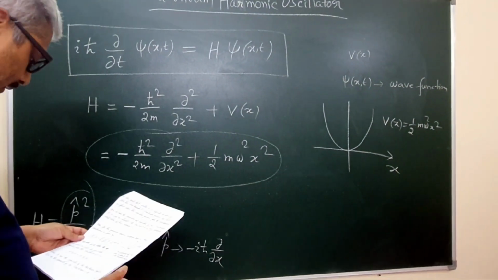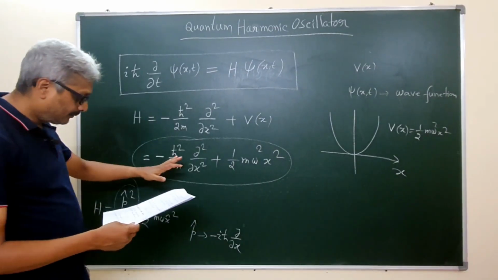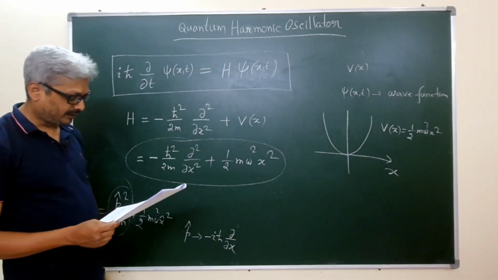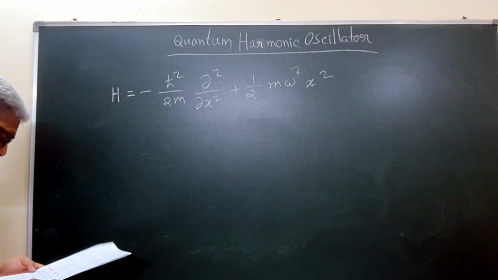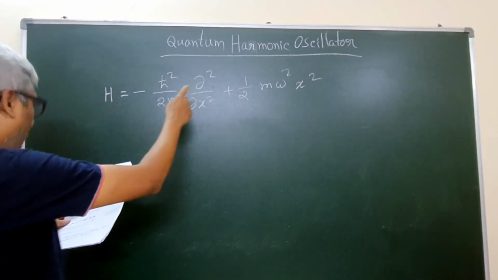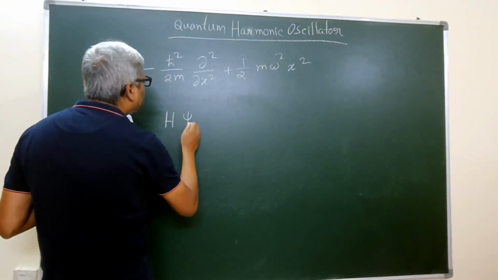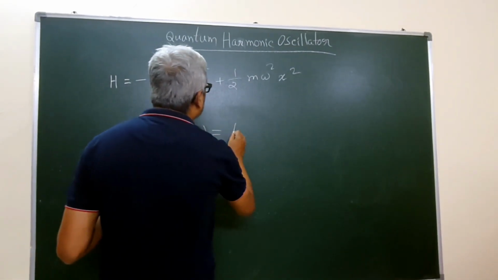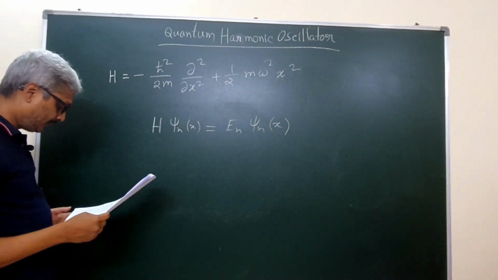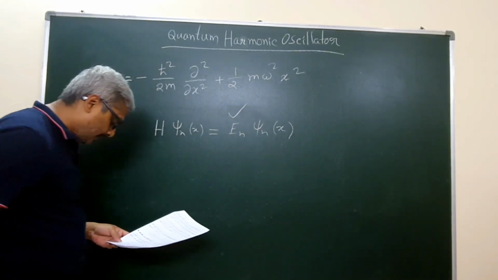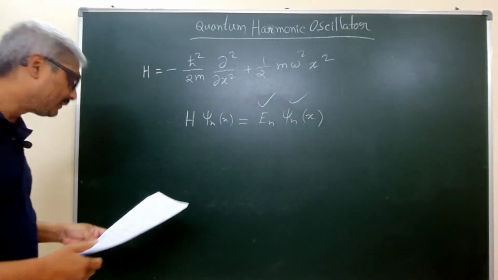First we solve the eigenvalue equation for this Hamiltonian operator, the Hamiltonian for a particle in a harmonic oscillator potential. So we first solve this eigenvalue equation, H psi n(x) is equal to E n psi n(x). This is the eigenvalue equation for the Hamiltonian, where these E n are the eigenvalues of the Hamiltonian, and psi n(x) are the eigenstates of the Hamiltonian.